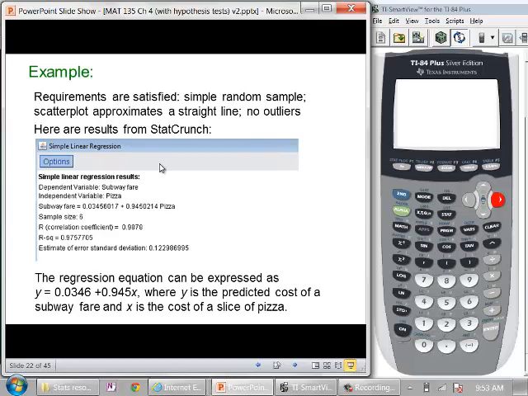And here is also the results from StatCrunch. So if we put this into StatCrunch and ask it to do the linear regression, then it also gives us the equation. And notice how it puts it. It just gives us the variables as whatever we named the columns. So in this one, our y was the subway fare. Here's our y-intercept, here's our slope, and the pizza was our x variable. So this is how StatCrunch shows it. So either way, here's what our linear regression equation would look like.